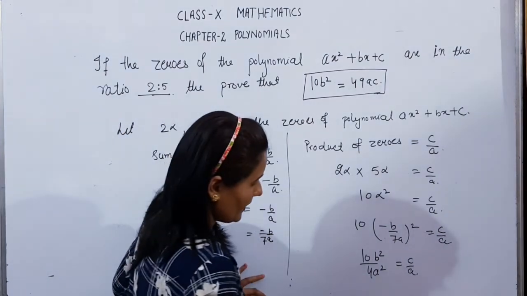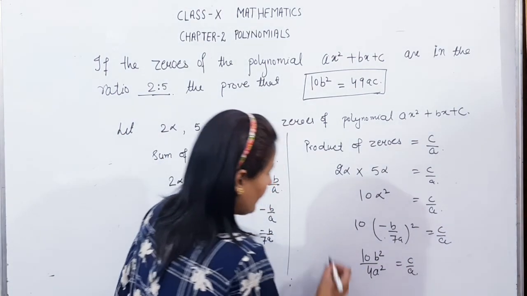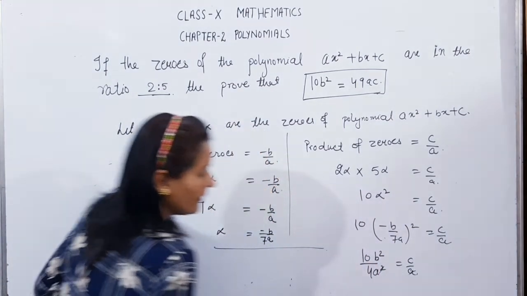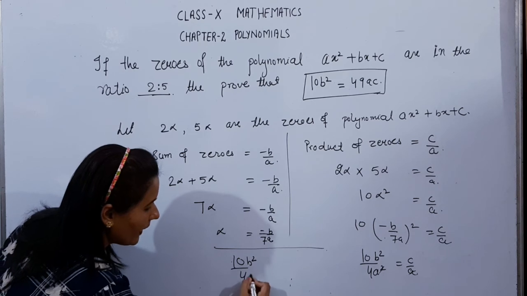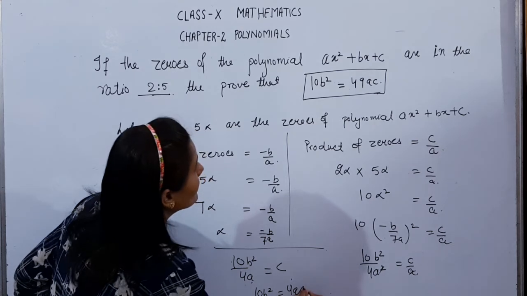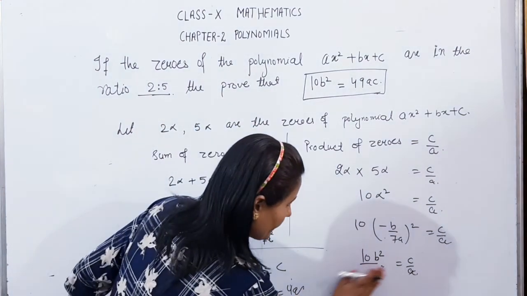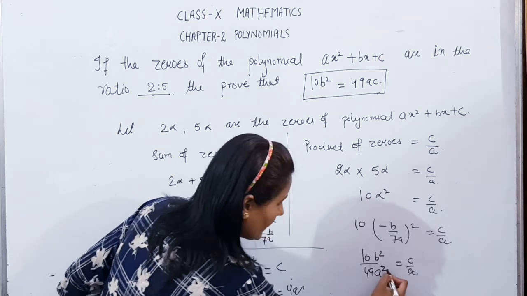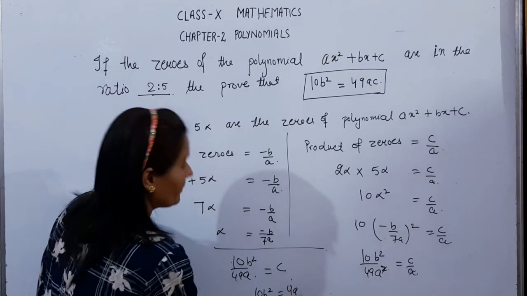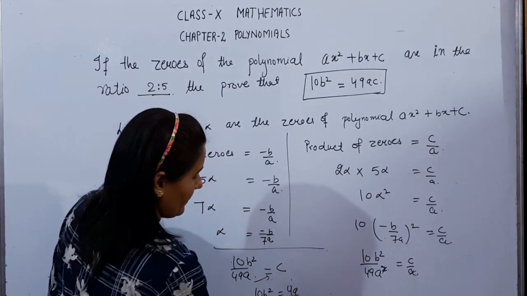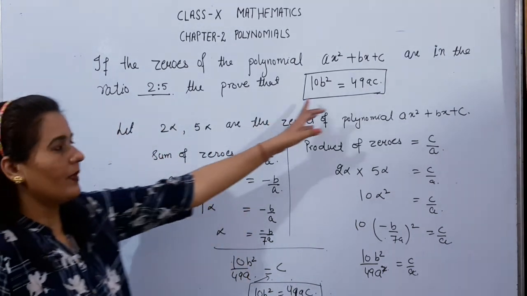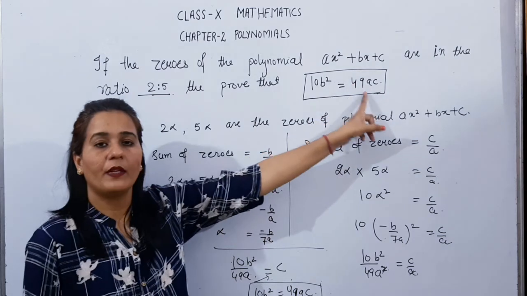Let's do the cross multiplication. This a will go up, and a and a are cancelled. This is 49a square, one a is cancelled, so we are left with 49a. Then 49a and c multiplied. So this relation has come, which we needed to prove: 10b square is equal to 49ac.